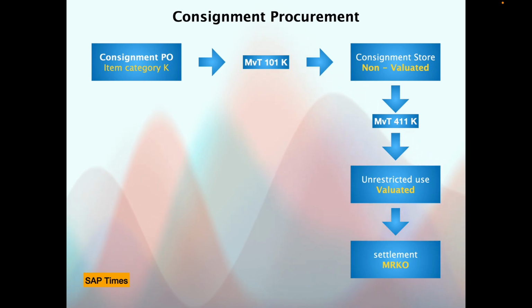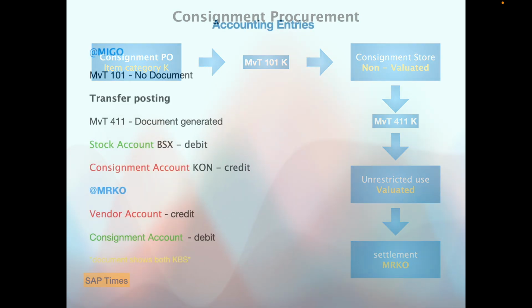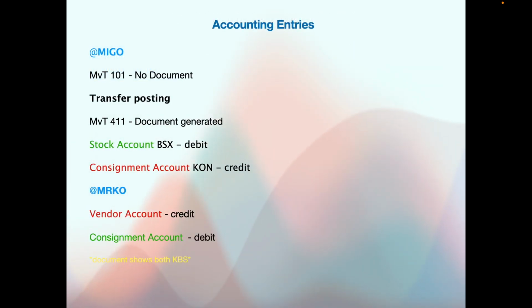It includes purchase requisition, purchase order, goods receipt, transfer postings, and settlement for consignment goods. No need to process the invoice verification. Let us go to the scenario.